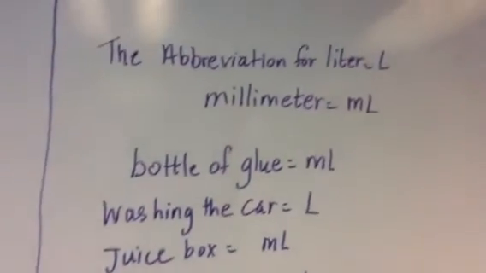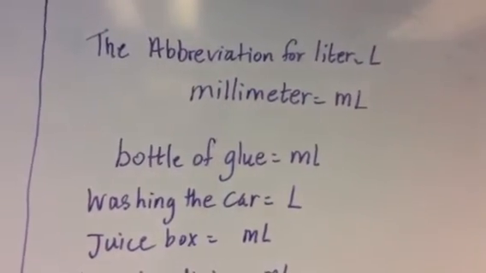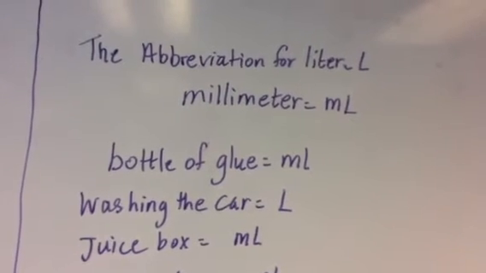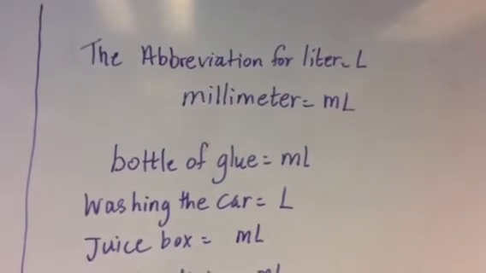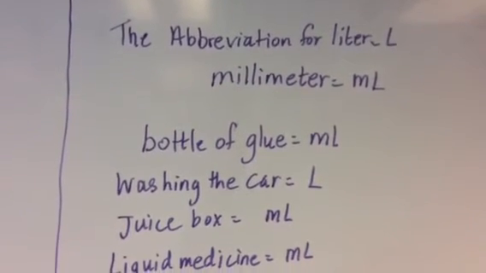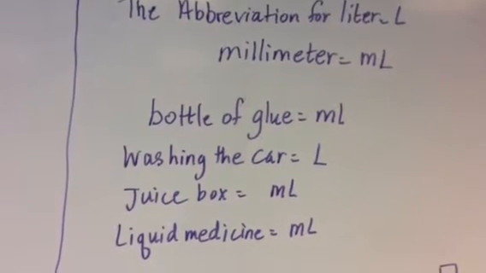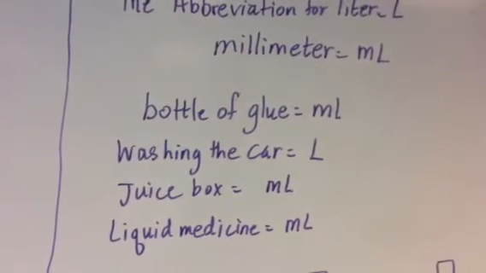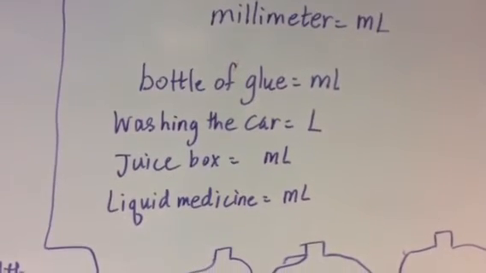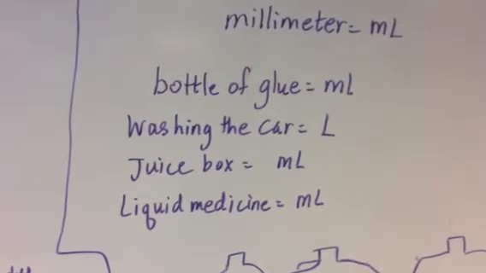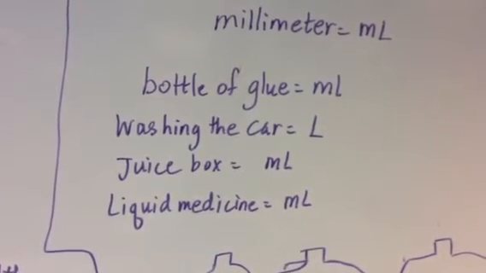It says the abbreviation for liter is L, capital L. Milliliter is a lowercase m and a capital L. That's how you show the milliliters. A bottle of glue, milliliter. Washing your car, the water you use would be liters. A juice box would be milliliters. Liquid medicine would be milliliters. Okay, and I'm sure you can think of other items that you will measure in milliliters.